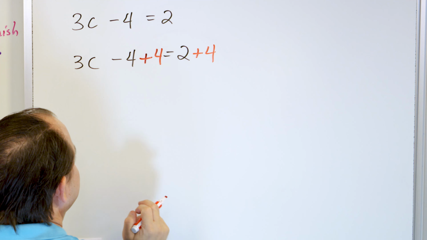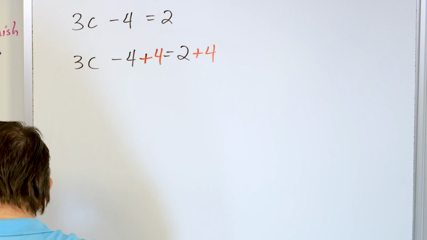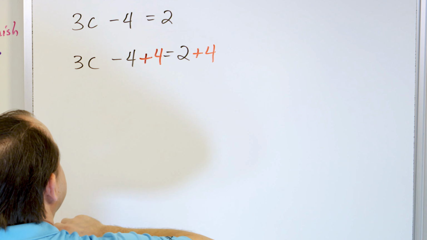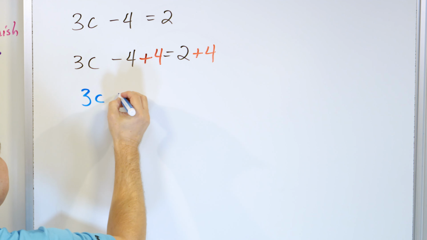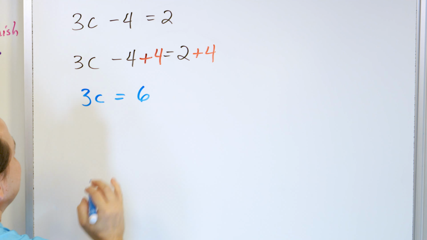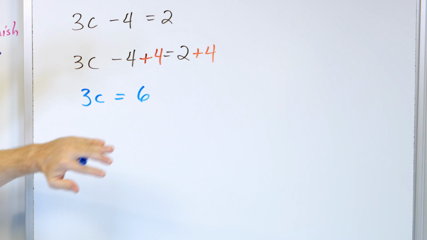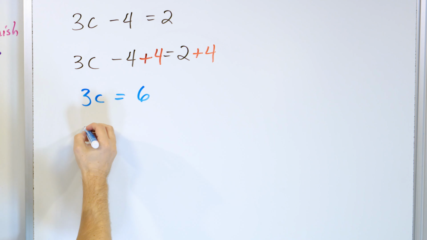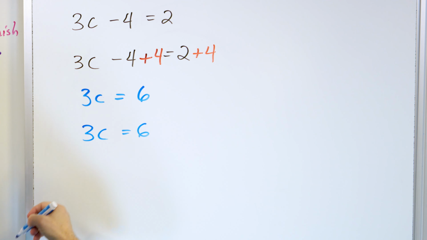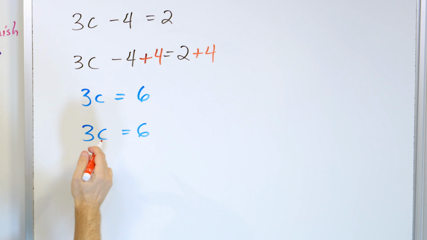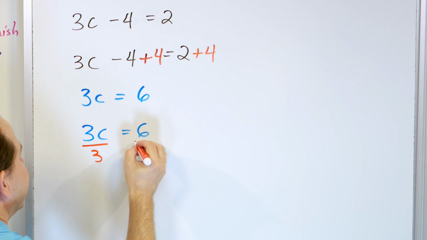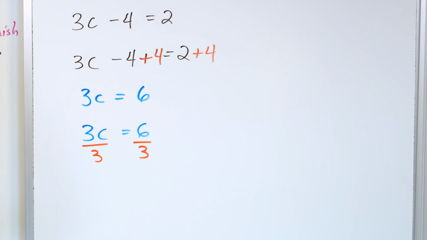We know that we can add 4, and we know this is going to make 0. Negative 4 plus this positive 4 is 0, so we know we're going to have a 3 times c left over, and we know we're going to have a 6 on the right. And we know how to solve this, so now we know what to do. 3 times c is equal to 6. We undo this multiplication by dividing by 3, and this looks like what we've done before. So we have confidence we're doing it right.